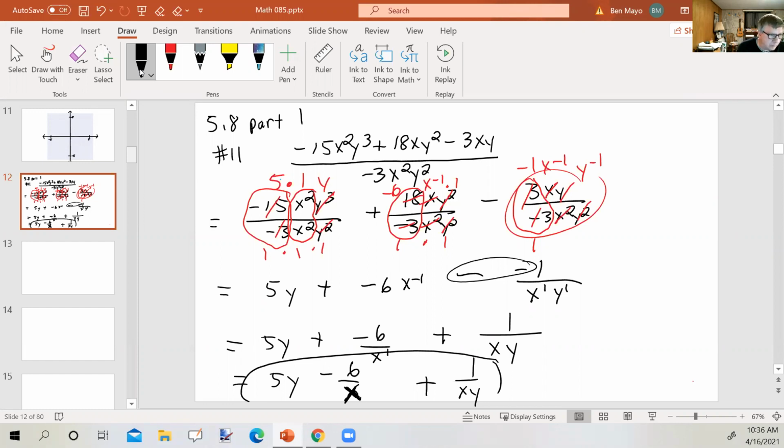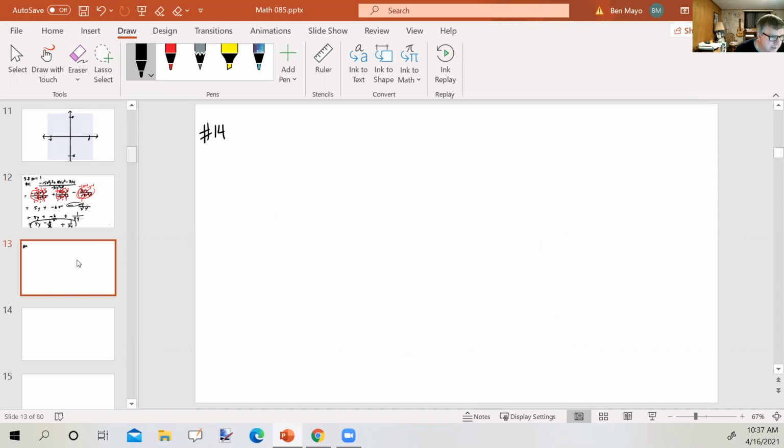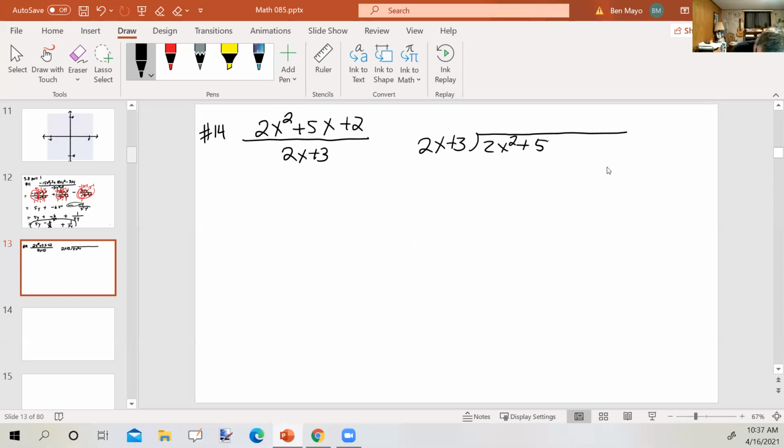All right, now we're going to take a look at number 14 from that same assignment. Okay, so here's number 14, and it says, perform the division: 2x squared plus 5x plus 2 divided by 2x plus 3. So now we're dividing a polynomial by a polynomial, so we're going to use long division. The numerator and denominator, the dividend and the divisor, are both in descending powers, standard form. There's no missing terms. So I'm going to have 2x plus 3 on the outside and 2x squared plus 5x plus 2 on the inside.